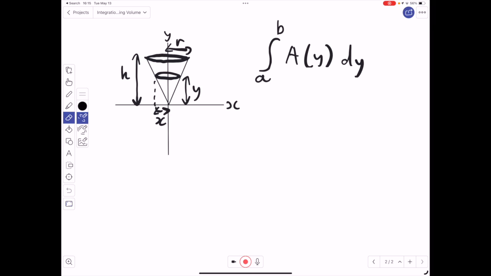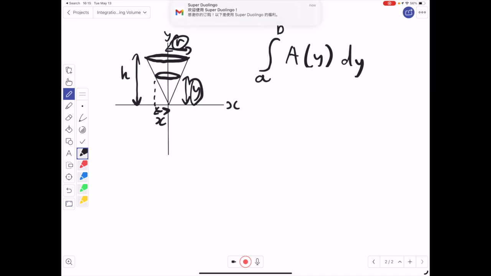So this is a diagram of the cone. I'll just tell you what the letters represent. H represents the height of the cone. R represents the radius of the base of the cone. Y represents the distance above the x-axis in which the cross-section is placed. Here, that's the cross-section. And the x value is the radius of the cross-section, which is a circle.